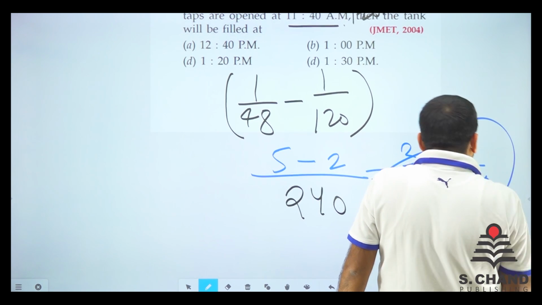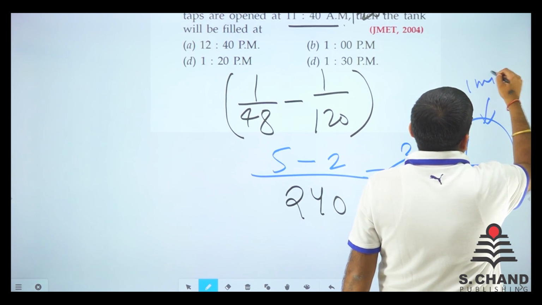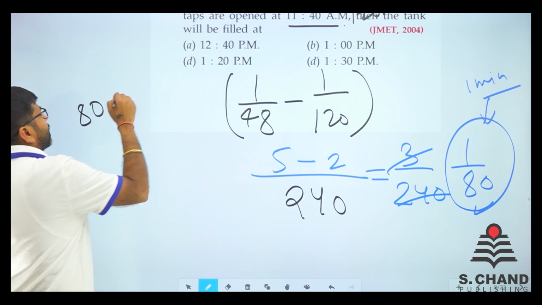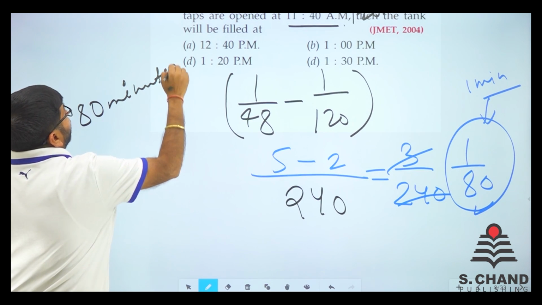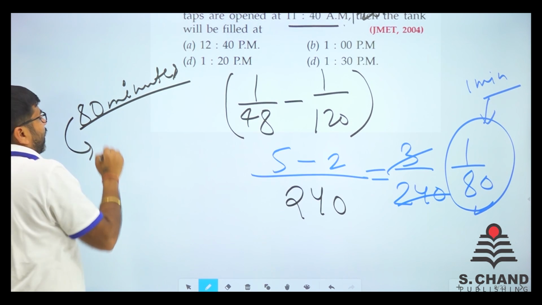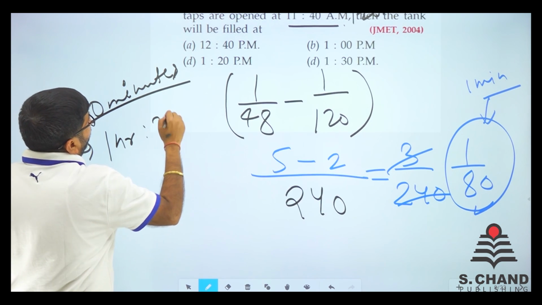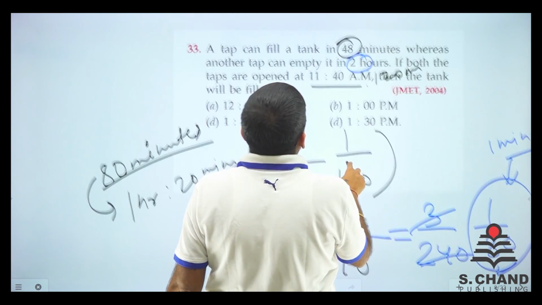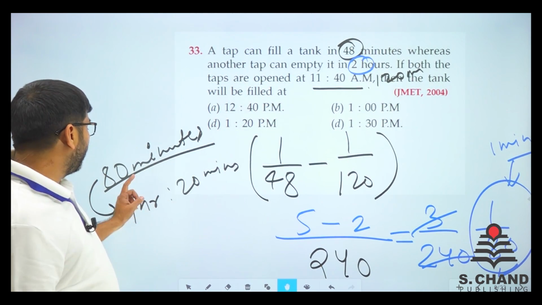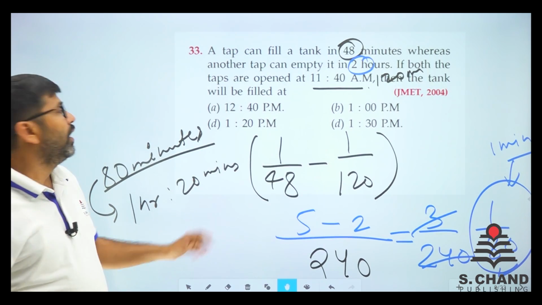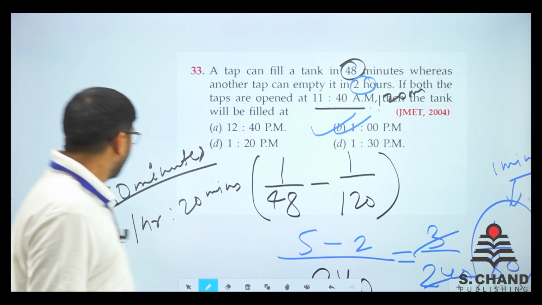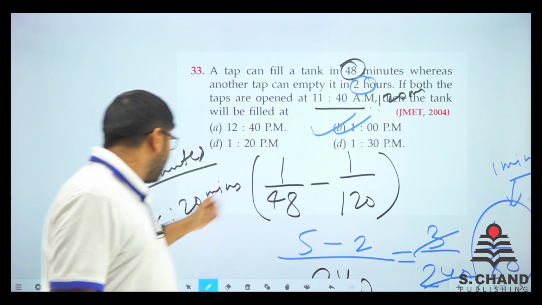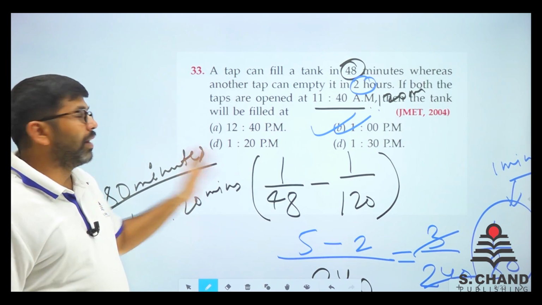So 1 by 80 part in 1 minute. So 80 minutes is the total time taken. 80 minutes, we can say, is 1 hour and 20 minutes. Now, if it was open at 11:40 am, then 11:40 plus 1 hour is 12:40, and 12:40 plus 20 minutes makes 1 PM. So 1 PM is the right answer.